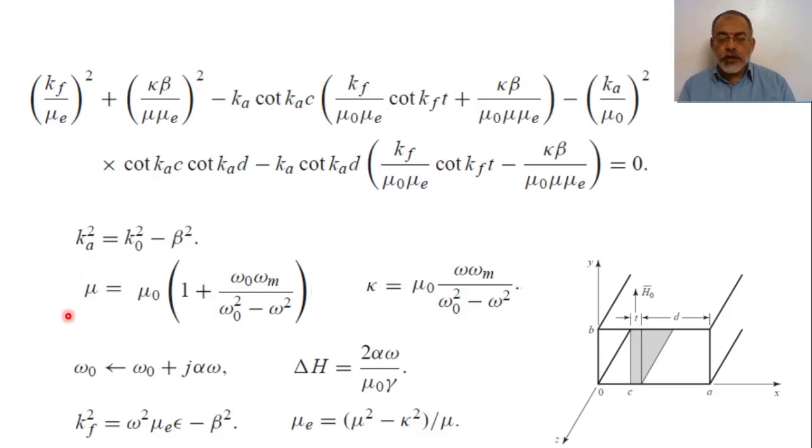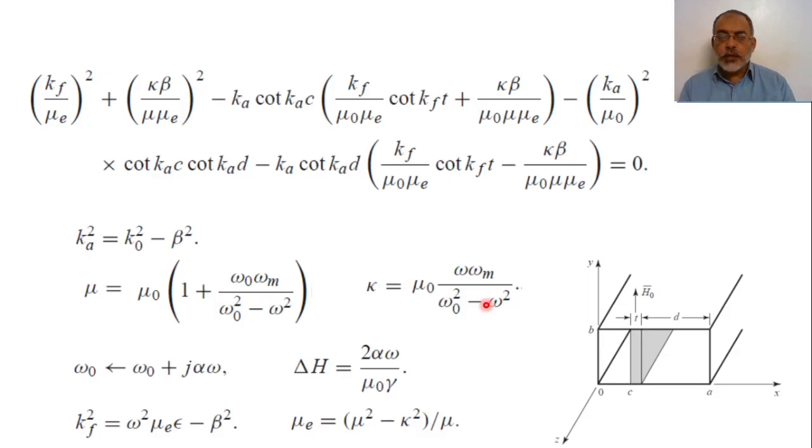Mu is defined from the mu tensor of the ferrite material as mu naught multiplied by 1 plus omega naught omega m over omega naught squared minus omega squared, where omega is the operating frequency here. The value of kappa is mu naught omega multiplied by omega m over omega naught squared minus omega squared.